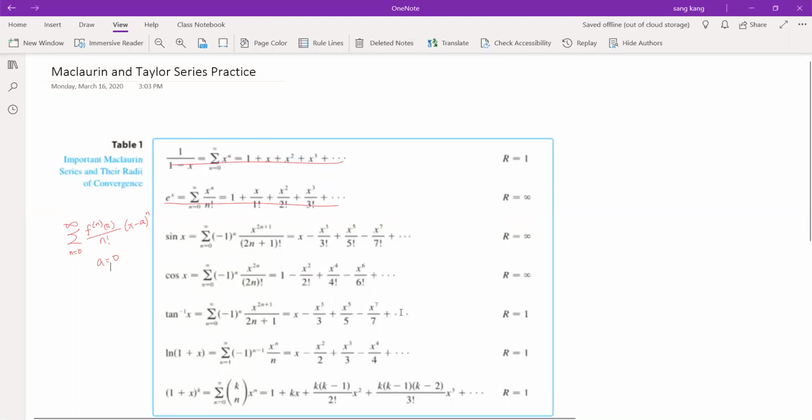Tangent x I'll be talking about towards the end of discussion. Ln of x is basically integrating the geometric series with x being negative x. So you replace x with negative x and integrate both sides to come up with tangent inverse, because remember, the derivative of arctangent x equals 1 over 1 plus x squared. Also, I misspoke. We're replacing x with negative x squared. Then we're taking the antiderivative to come up with arctangent x.